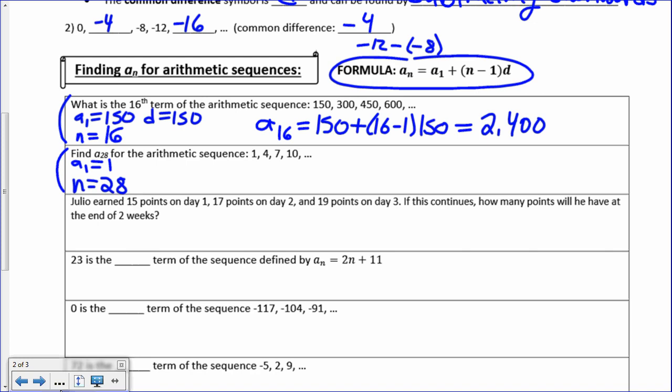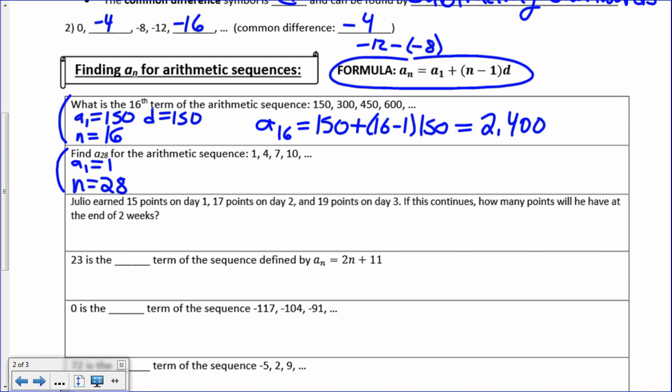No. What does a sub 28 represent? The 28th number. It's the 28th number in the sequence. That's what a sub 28 represents. So we know we're going out to the 28th spot. That's what n represents. What spot in the sequence are you going to?